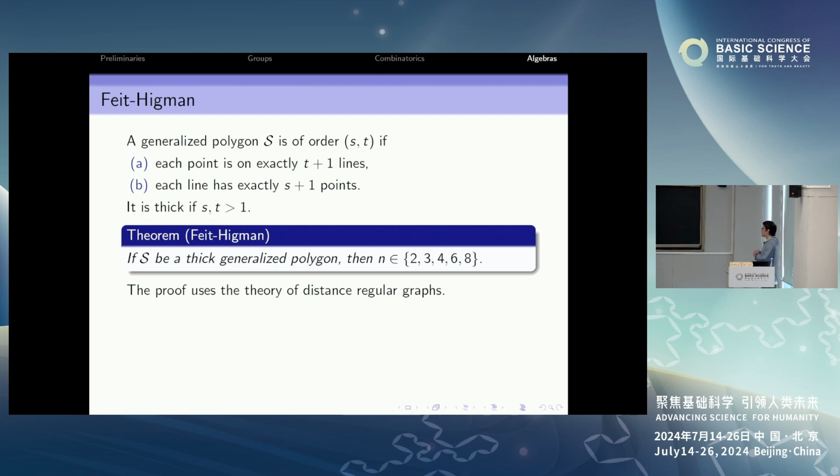A very famous theorem of Feit-Higman says if S is a thick generalized n-gon, then n is either 2, 3, 4, 6, or 8. The proof uses the theory of distance regular graphs. If you drop the thick condition, you will also have 12. When n is equal to 2, you have the complete bipartite graph. When n equals 3, you have the generalized triangles, which are the projective planes.